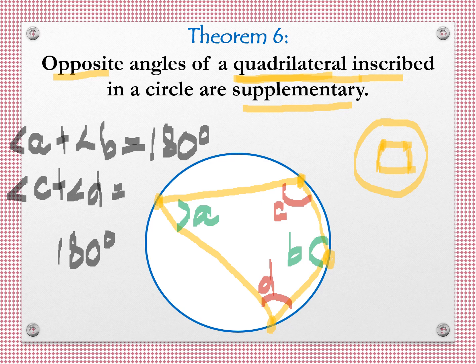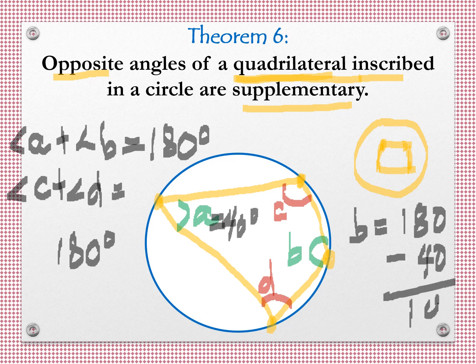So let us assume that angle A is 40 degrees. Then what is the measure of angle B? Simply subtract: the measure of angle B is 180 minus 40, which is 140 degrees. Because the sum is 180 degrees, if you know one of the angles, simply subtract from 180 degrees to find the missing angle. That's all about Theorem 6.